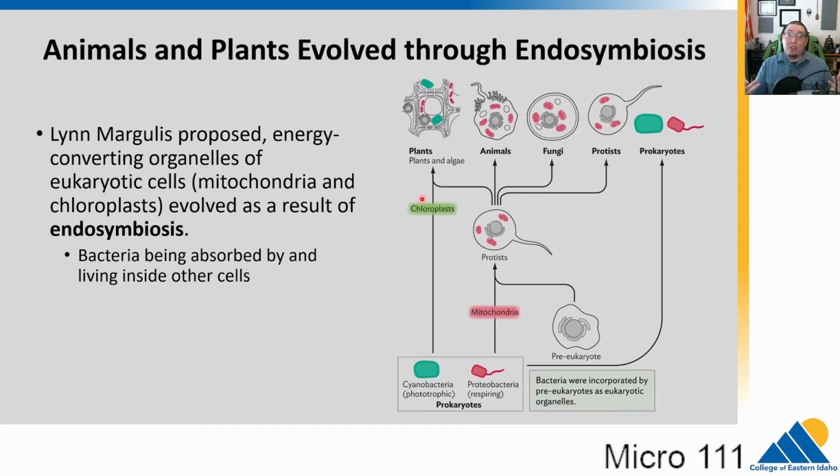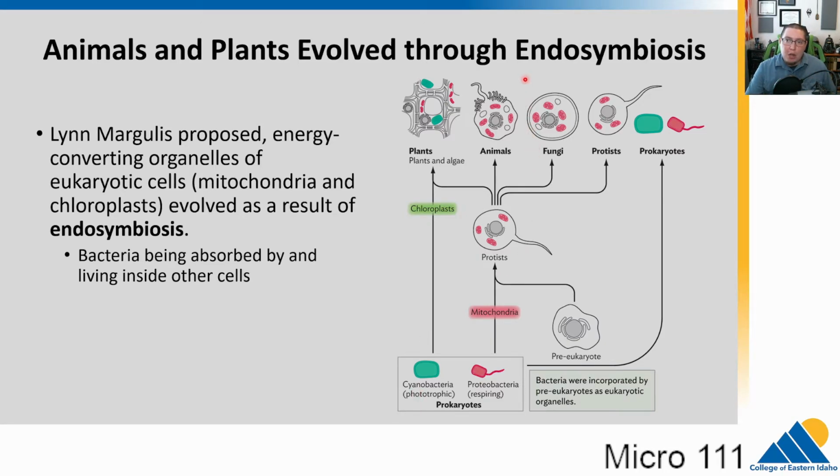That is where photosynthesis occurs. That's where the green pigment is that makes plants green. Well, the funny thing is that Lynn Margulis proposed that these, what we call organelles, the mitochondria and the chloroplasts, looked a lot like bacteria when we look at them under a microscope. And she proposed that we had this process called endosymbiosis.